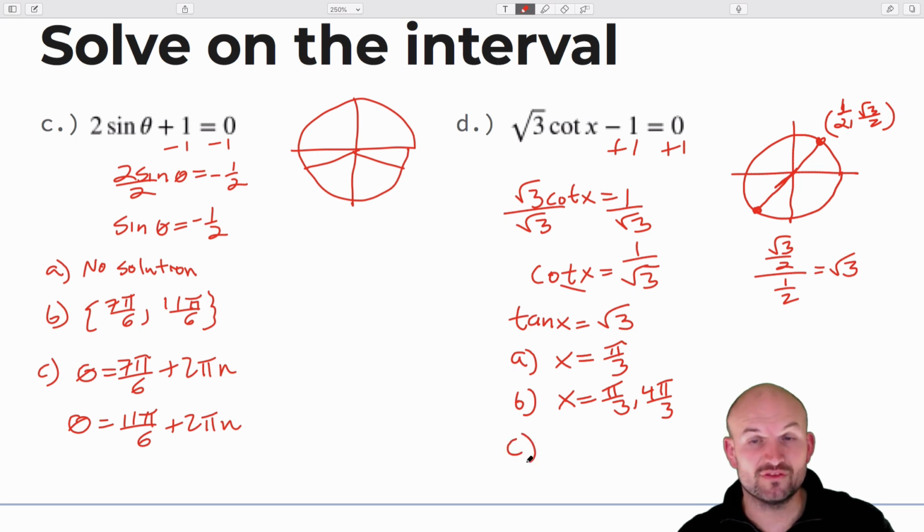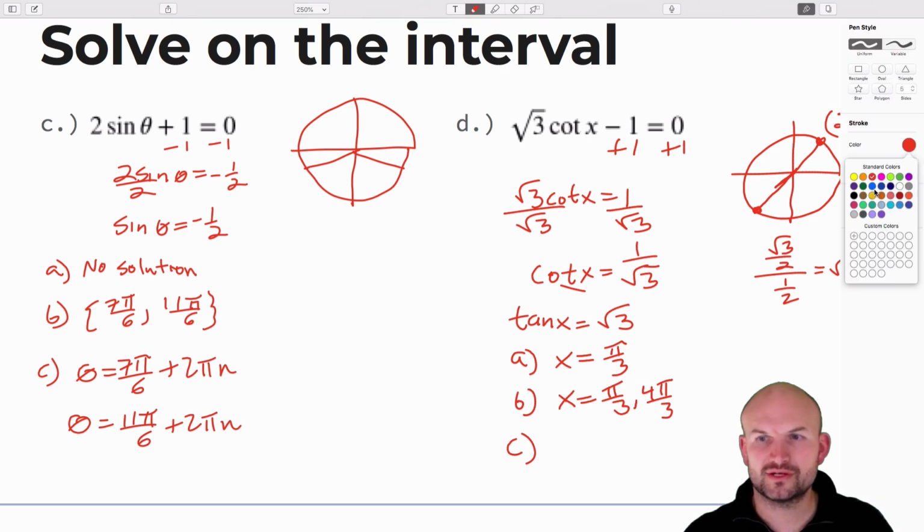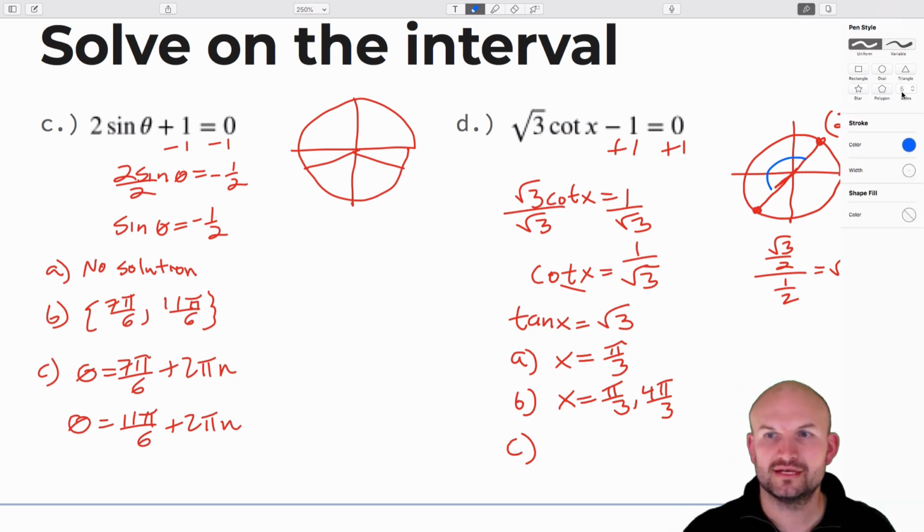And then for C, all the solutions, you can see that these are equidistant of each other, right? So let's just do that real quick. Just do another color. We could say, hey, you can just keep on adding pi to each one of those, and you'll always go ahead and get that solution.